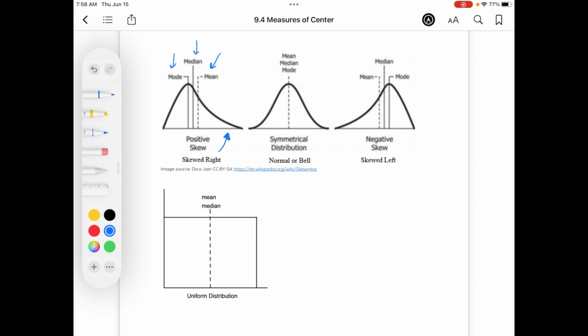If we have symmetrical data or a normal curve, notice that our mean, our median, and our mode would all end up right in the middle. And then if we have a left skew, where we have a tail on the left-hand side, notice it's just opposite. So our mean is towards the skew, on the left, then it's the median, and then the mode.